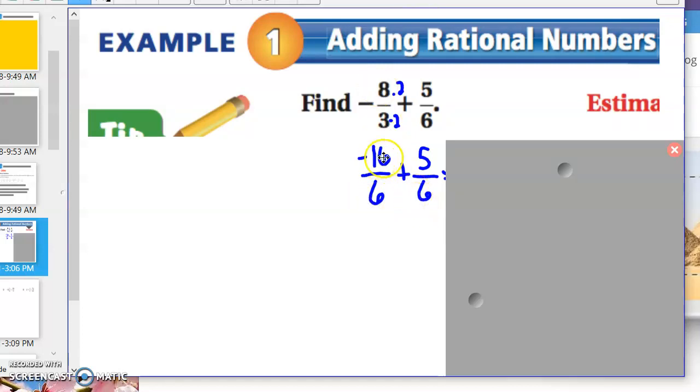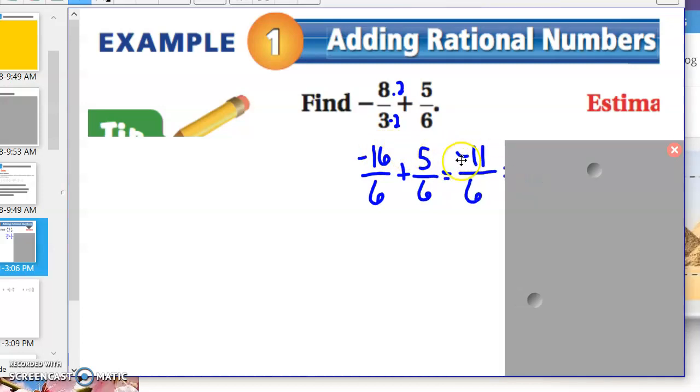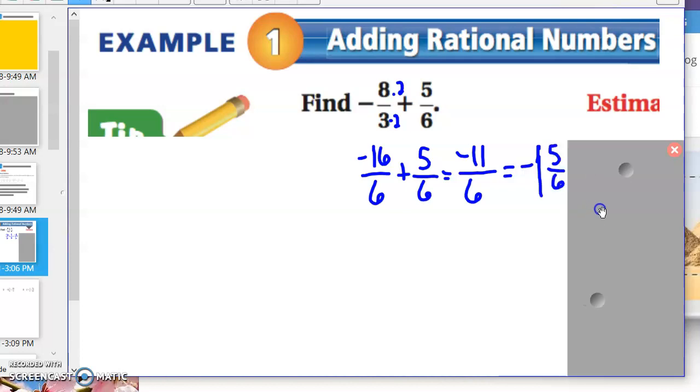Now I have a common denominator, so now I'm working with the top numbers. Remember, because I said they have different signs, I need to subtract. So 16 minus 5 would be 11, and I'd use the sign with the bigger number, so that means I'd have a negative 11/6. That is an improper fraction, so I can simplify that to be negative 1 and 5/6, which would be the answer to this problem right there.